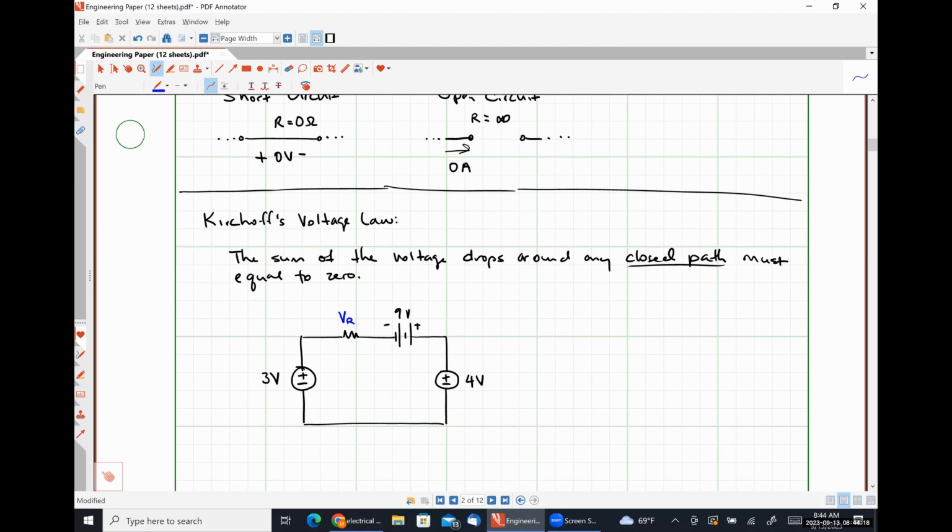Somebody tell me if we want to find the voltage with the positive polarity on the left or the positive polarity on the right. Left. Okay, positive polarity on the left.